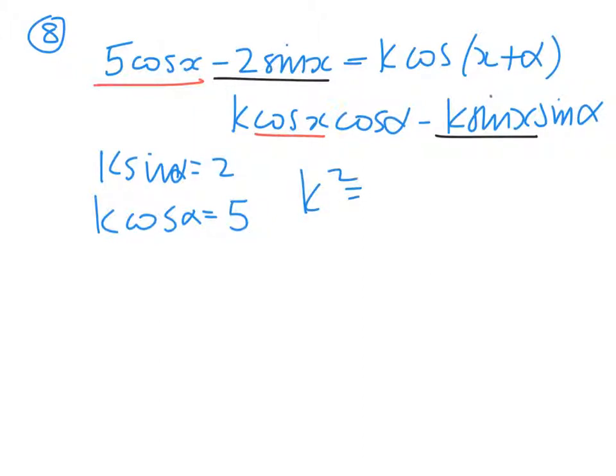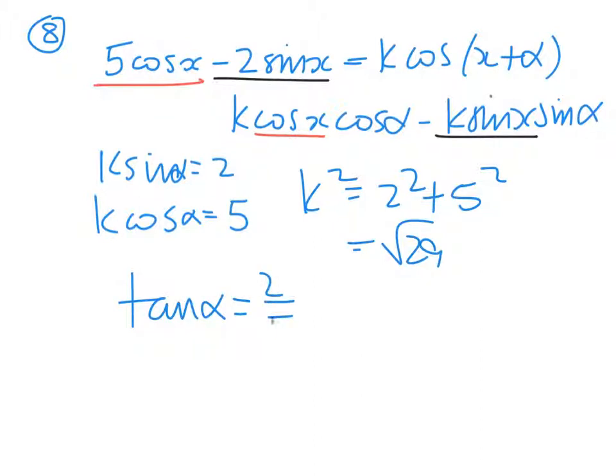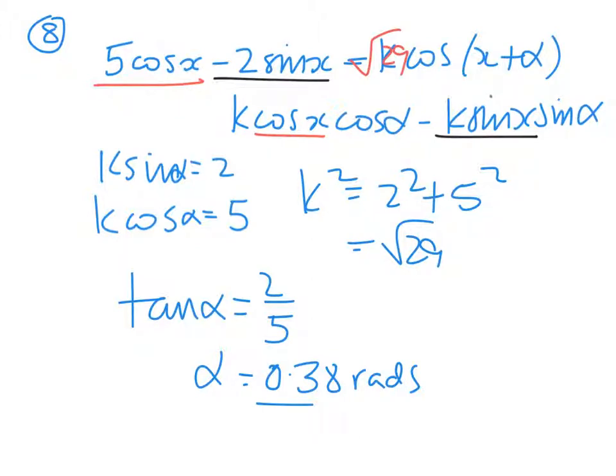k squared is therefore 2 squared add 5 squared, so k is the square root of 29. And tan alpha is 2 over 5. Alpha comes out to be 0.38 radians. Remember the question's asking for it in radians, so you need to make sure your calculator's on radians. So your original expression, which was 5 cos x minus 2 sin x, is equal to root 29 cos(x plus 0.38). So you put the root 29 back in here and 0.38 back in here for alpha.